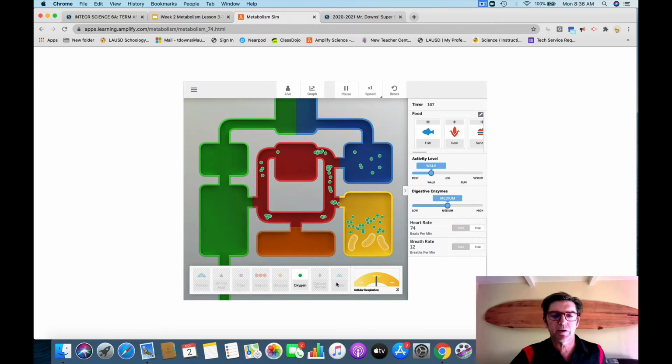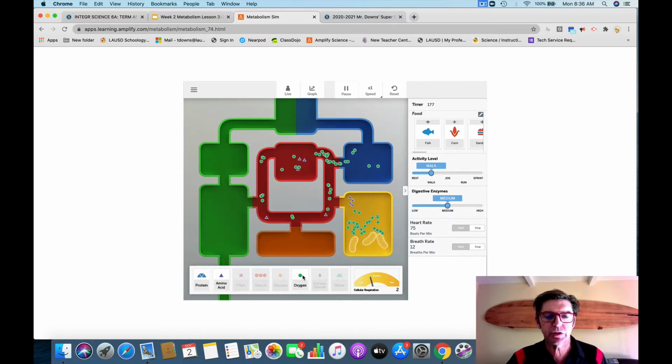Okay, so here we are in our sim, remembering that you can take things away. I did modify the lesson a little bit. I think we want to identify protein, amino acids, oxygen, and starch. And we want to see what happens to the starch as it goes through. Let's feed a sandwich, or we can reset. Let's go ahead and reset.